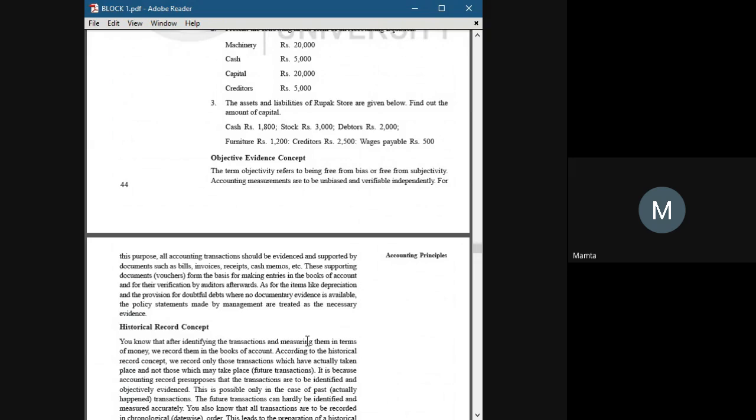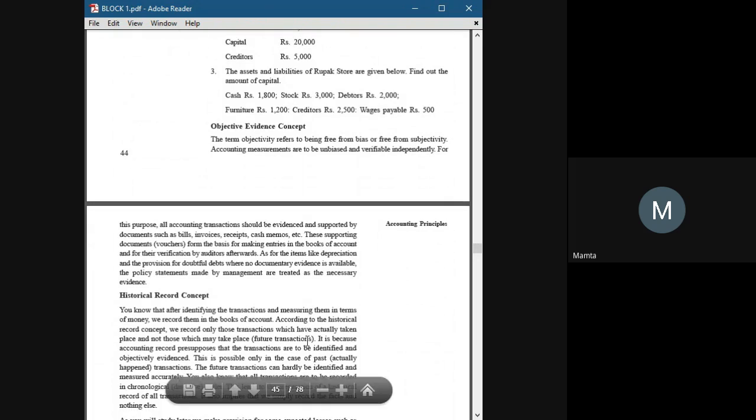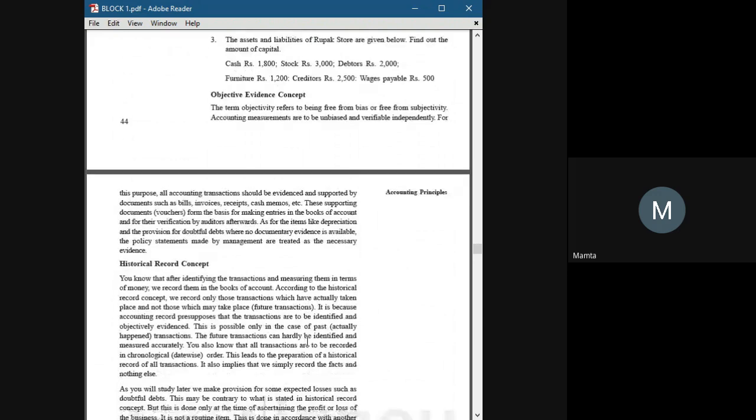Record a transaction with evidence only. If you don't have evidence of a transaction, or someone is saying we have purchased goods for this amount without any voucher, without any cash memo, without any receipt, then you won't record that entry, because evidence is a must. So the objective evidence concept tells us not to record a transaction without a voucher, receipt or cash memo. You also have to maintain that voucher, receipt or any kind of document for future audit.